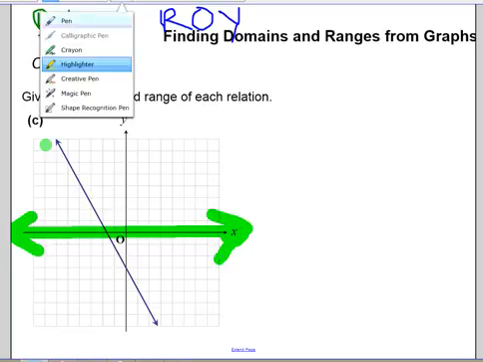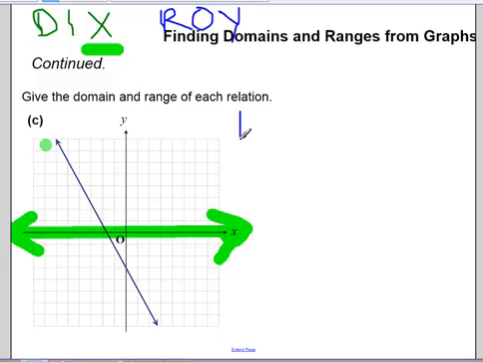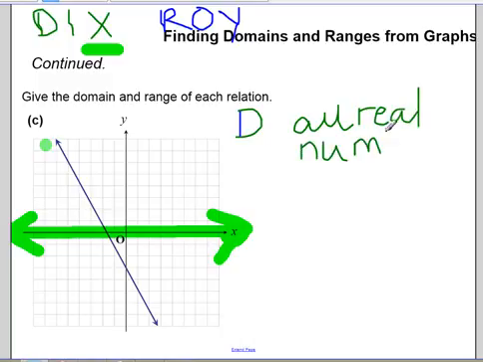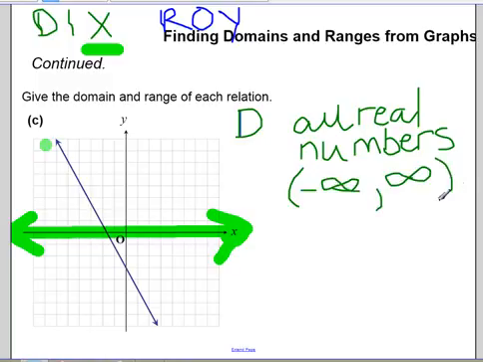So if we write this, we can say the domain is all real numbers. Every single x value is represented in this graph. We can also use interval notation to denote that the domain is every single x value possible, starting from left of -infinity to the right of +infinity. Now let's look at the range.